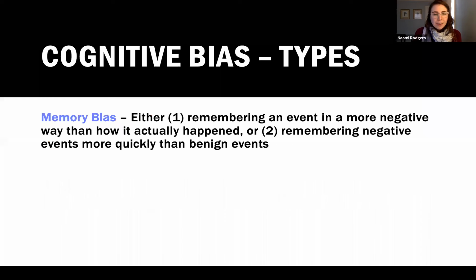Another type of cognitive bias is known as memory bias. So this can occur in one of two ways. One type of memory bias is when you remember an event in a more negative way than how it actually happened, or it could be that you remember a negative event more quickly than you're able to remember a benign event. Okay, so to put this into perspective from the stuttering experience, here are some examples.